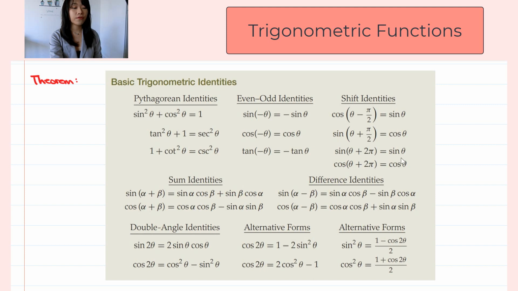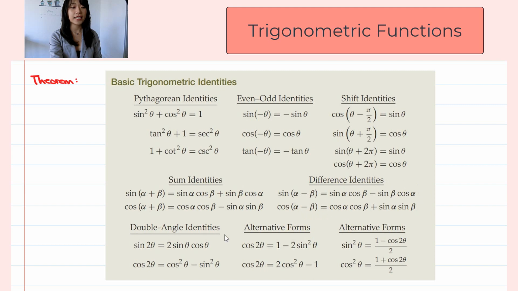Then below there are a few more identities that you'll need to memorize. There are the sum identities. When we have a sine or cosine function, and inside we have a sum of two angles, we can rewrite them in this form. Similarly, there are the difference identities. So if we have sine or cosine of the difference of two angles, we can use the identities here.